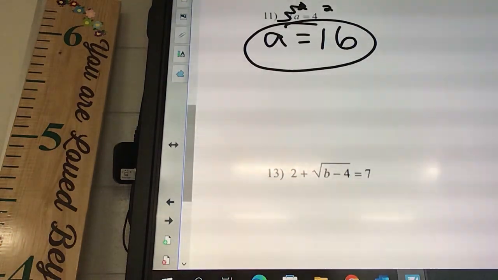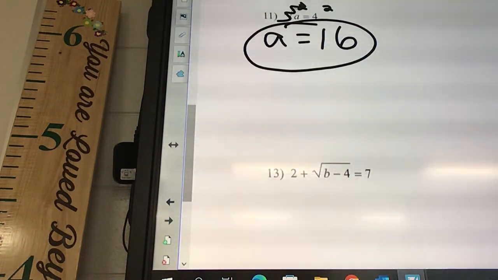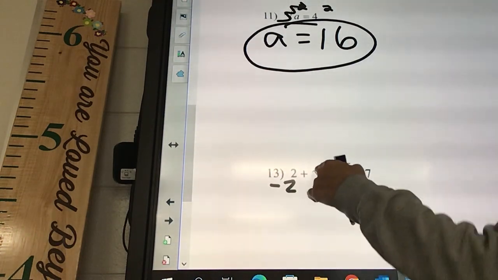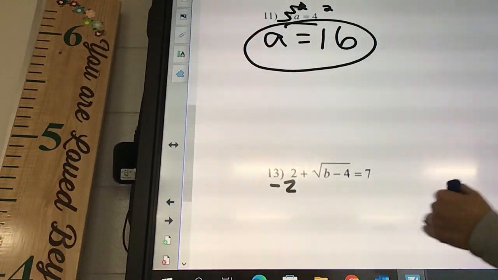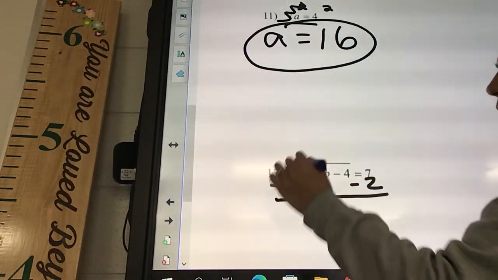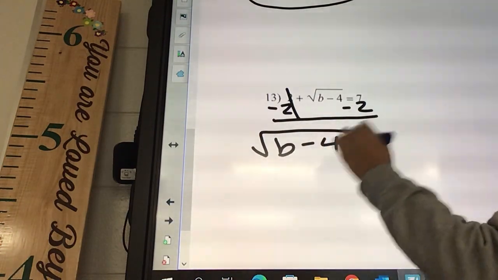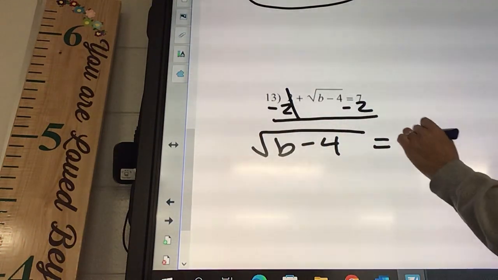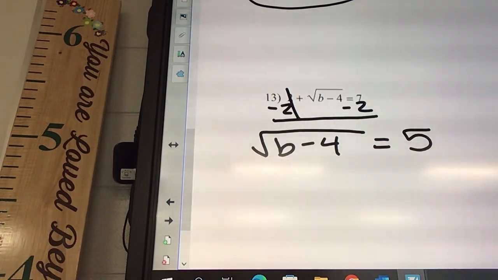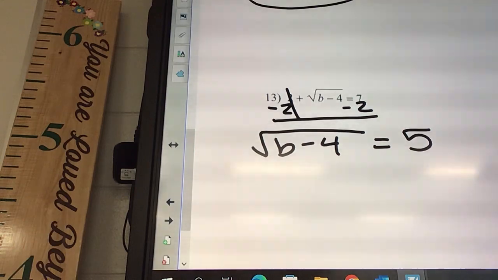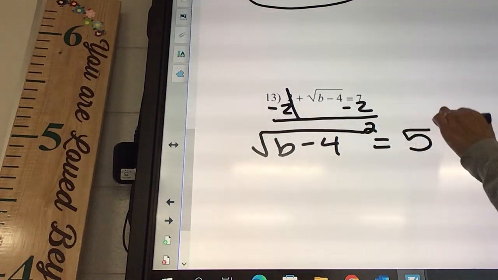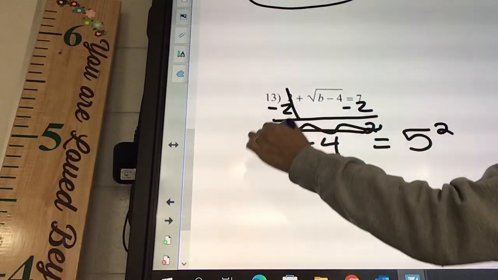Okay, 13. We're starting to get a little more complex. What needs done first? Minus 2. Okay, we have to have the square root be the only thing over there. So minus 2 on both sides. So we got square root of b minus 4 equals 7 minus 2, which is 5. Okay, and then what? Squared. We're going to square both sides.